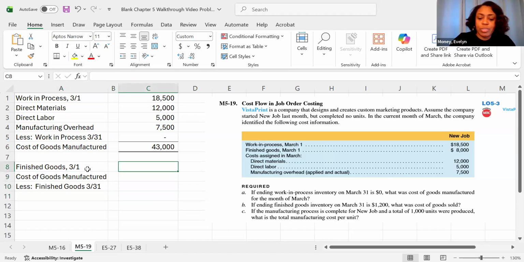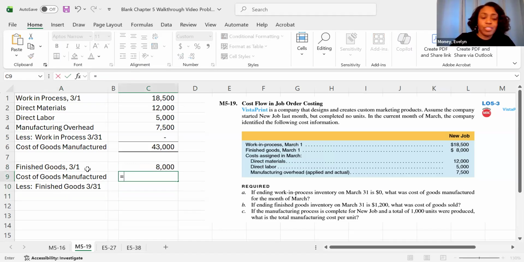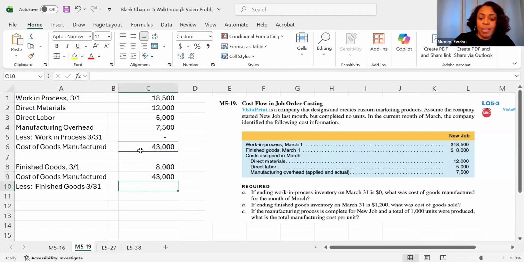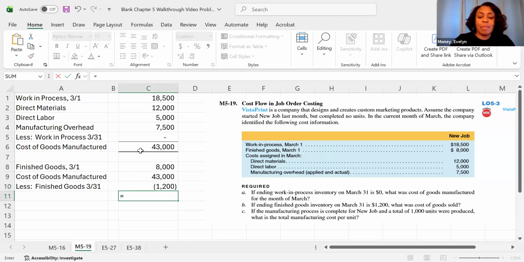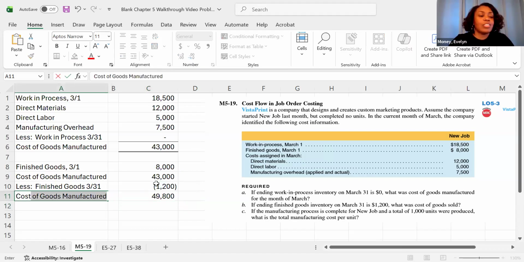So beginning finished goods was 8,000. We're going to add in cost of goods manufactured that we just computed here, that 43,000. And then we're going to subtract 1,200. Now, let's combine all of those together. And that is cost of goods sold.